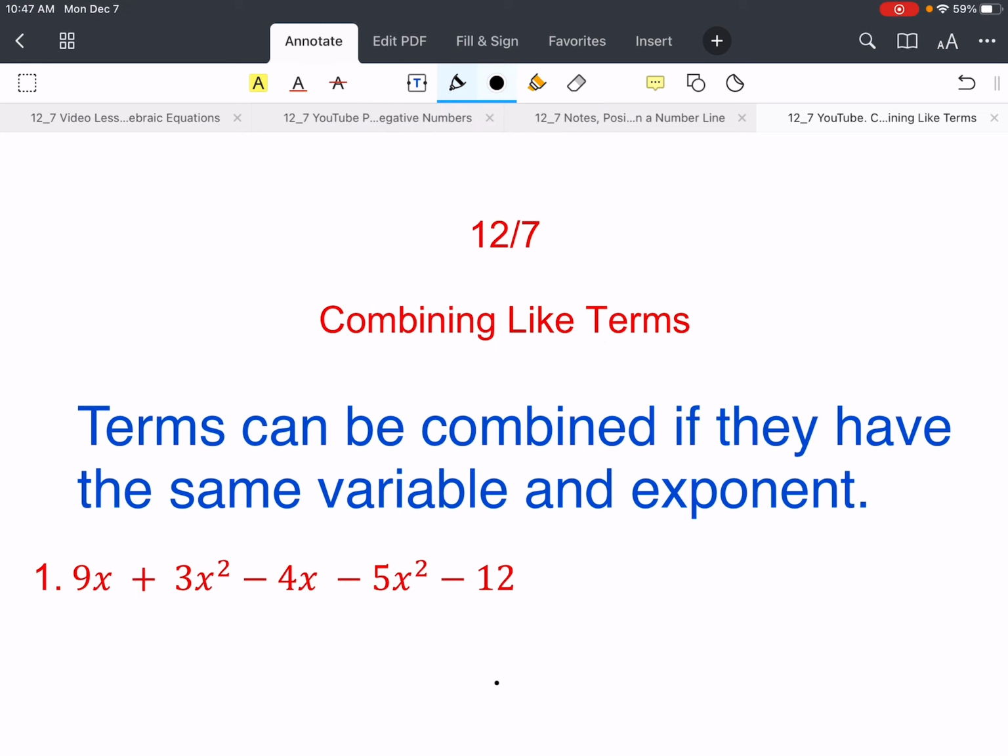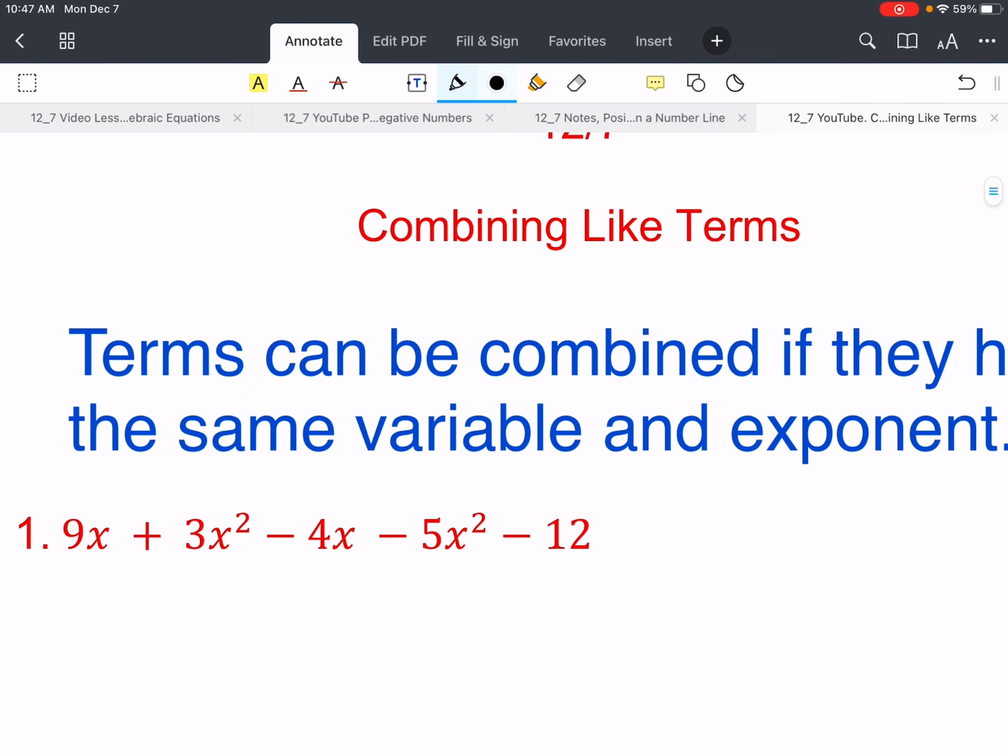And I use the box method where I'm going to box like terms. The only reason I do that is because it is easy to accidentally lose a negative sign. I'm going to show you what I mean. So I'm going to start with my term 9x for number 1, and I am going to put that in a box. And I'm looking for all the other terms that have x as a variable. So plus 3x squared doesn't work because of an exponent, but here is a minus 4x.